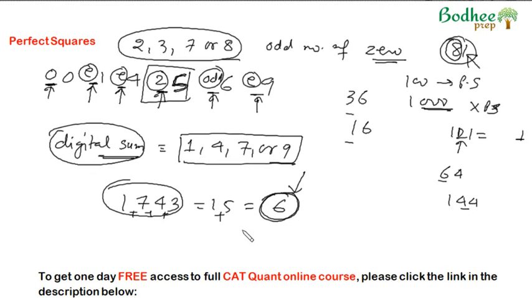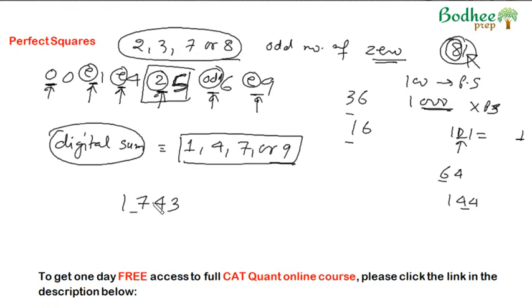Now what I mean to say is that the digital sum is nothing but, if I take any number, say I took a number, say 1743, right? So how to find the digital sum? We know how to find the sum of digits. So the very first thing we have to do is add all the digits. That is the sum of digits. In this case, the sum of digits comes to be 15, which is a two-digit number.